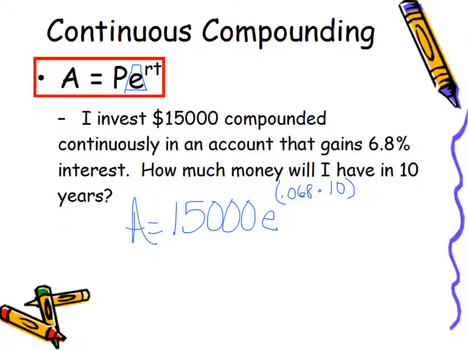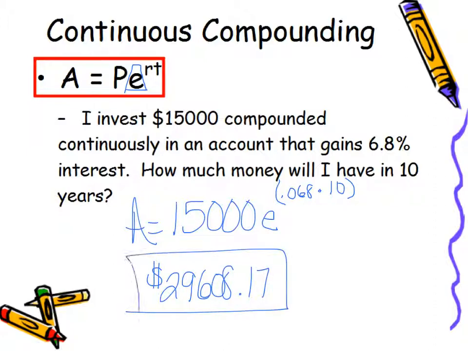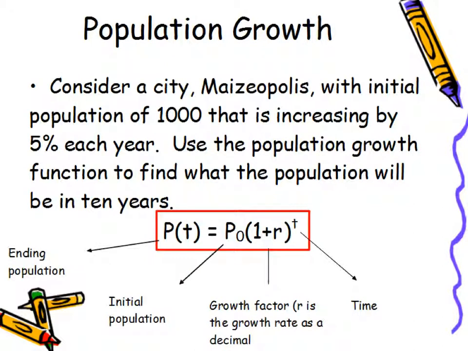All right, you should have gotten $29,608.17. So it doesn't make a huge difference. Over 10 years, I didn't even make another $200 out of it, but I figure, well, that $200 is better in my pocket than the bank's pocket. So it does benefit you to compound continuously.